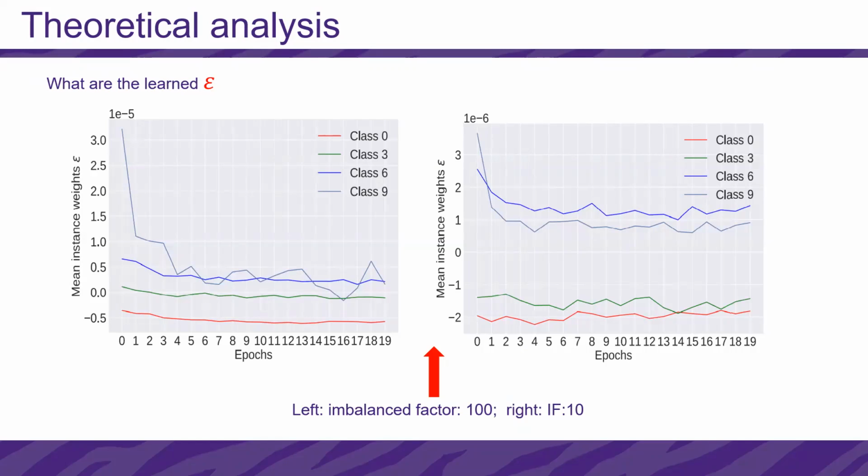Here is the epsilon learned from the CIFAR-10. The left figure is from the imbalance factor of 100, and the right is from the imbalance factor of 10. And you can see from this magnitude, the mean instance-wise epsilon is very small. For the imbalance factor, it is a parameter.